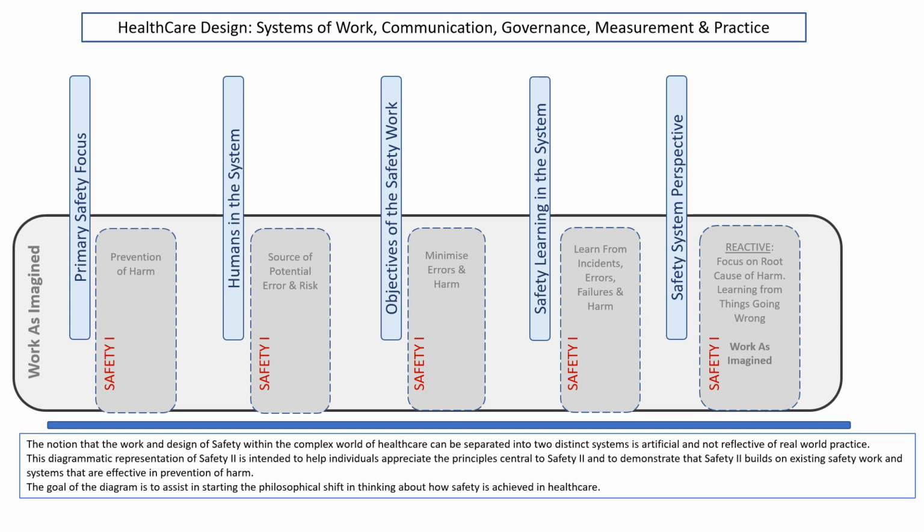In Work as Imagined, or a Safety 1 approach, there is a focus on prevention of harm, where we see humans as potentially part of the source of error and risk. If people working in the system are not working in ways that we imagine, or in the way they are directed to by policies, etc., that can be a source of risk. Therefore, the objective becomes to try and minimise errors or harm, which is exactly what we need to do and is essential to a system built on keeping people safe.